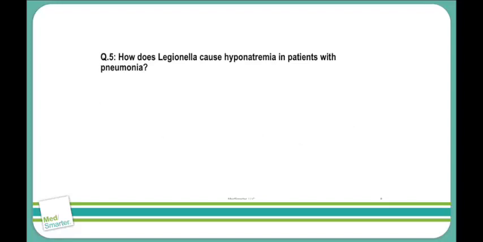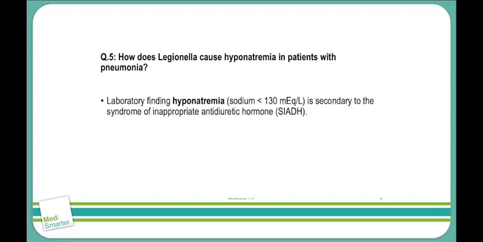How does Legionella cause hyponatremia in patients with pneumonia? So in Legionnaires' disease, they have syndrome of inappropriate antidiuretic hormone. In that, they have too much antidiuretic hormone. So when they have too much, they are going to reabsorb a lot of water in the collecting tubules. That's why we will see a decrease in sodium. In Legionella disease, they will have hyponatremia because of syndrome of inappropriate antidiuretic hormone.